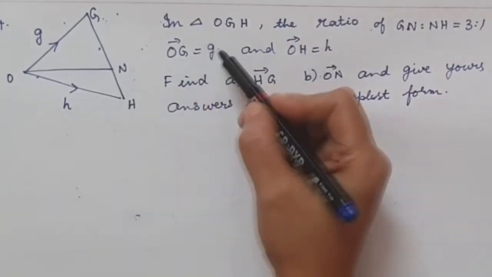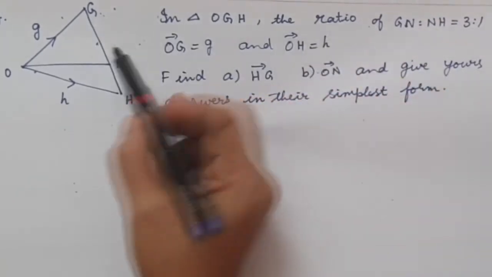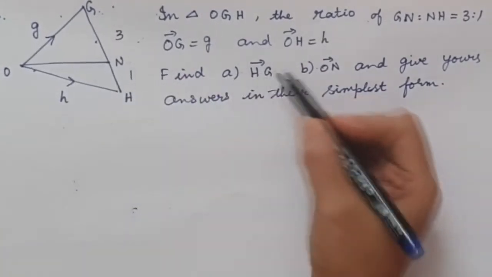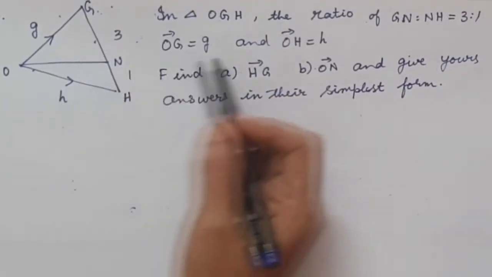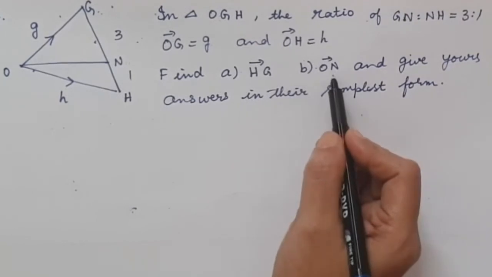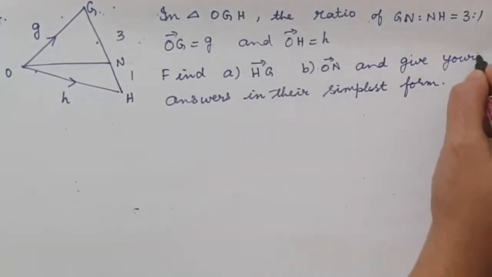Now the fourth question, in triangle OGH, the ratio of GN to NH is 3 to 1. And OG is G and OH is H. Find HG and ON. Give your answers in their simplest form.